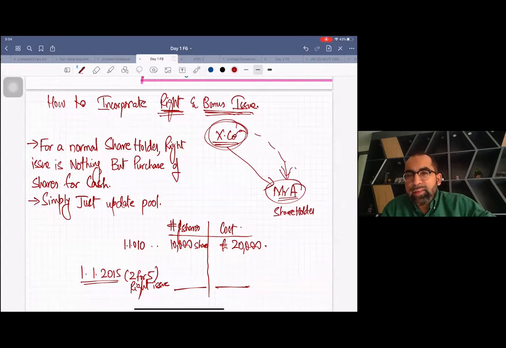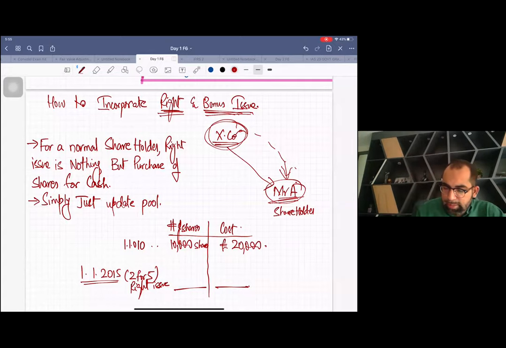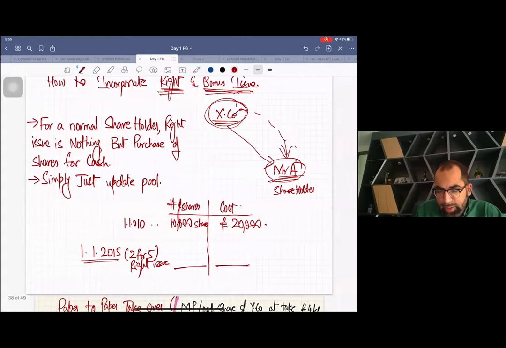Now, listen, I know right issue is a different word for us in accounting terminology, but what is right issue here? For Mr. A, right issue is nothing but a normal purchase of shares for cash, because right issue is a cash issue. So for a normal shareholder, right issue is a normal purchase of shares for cash. So whenever we buy shares for cash, we update our pool. How? See, existing, I had 10,000 shares.